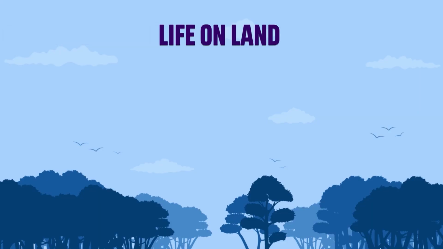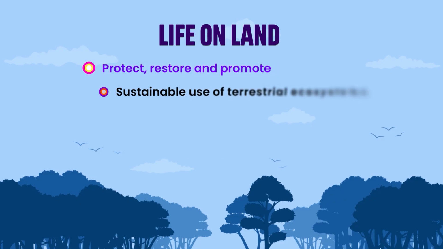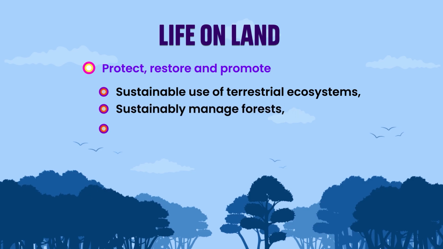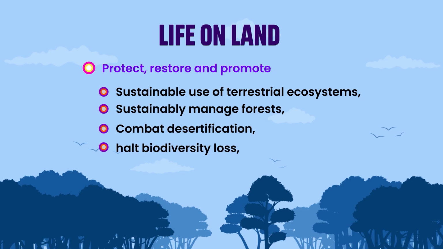That's why the major aim of the United Nations Sustainable Development Goal, Life on Land, is to protect, restore and promote the sustainable use of terrestrial ecosystems, manage forests sustainably, combat desertification, halt land degradation and biodiversity loss, and reverse land degradation, that means restoration. We are talking about 12 targets with 14 indicators to achieve Sustainable Development Goal 15.